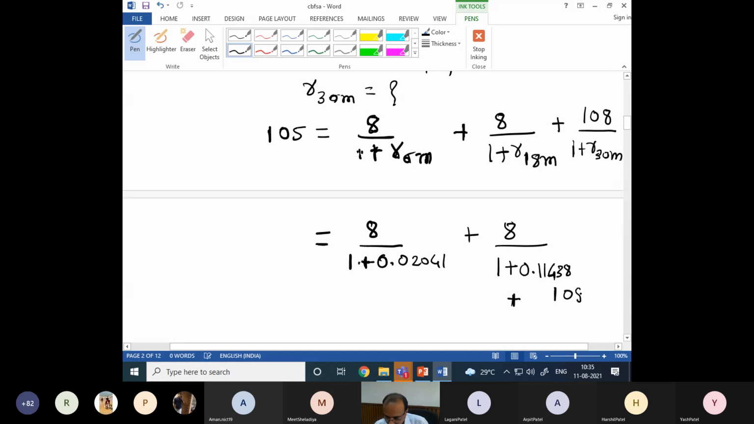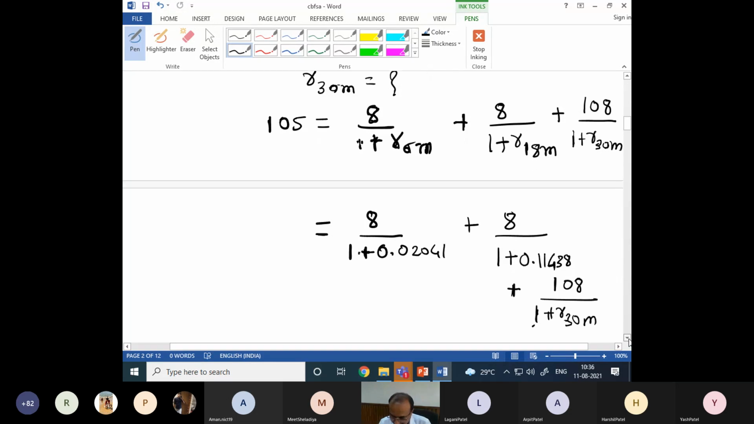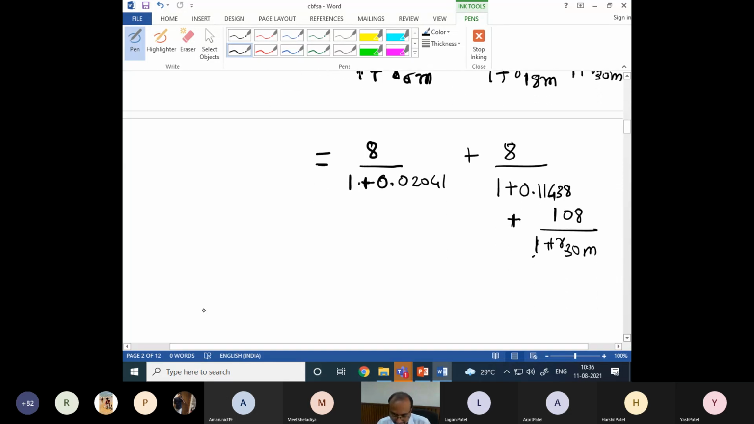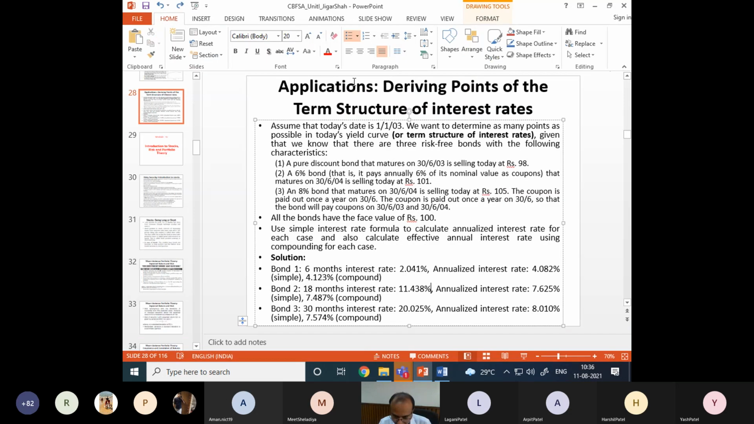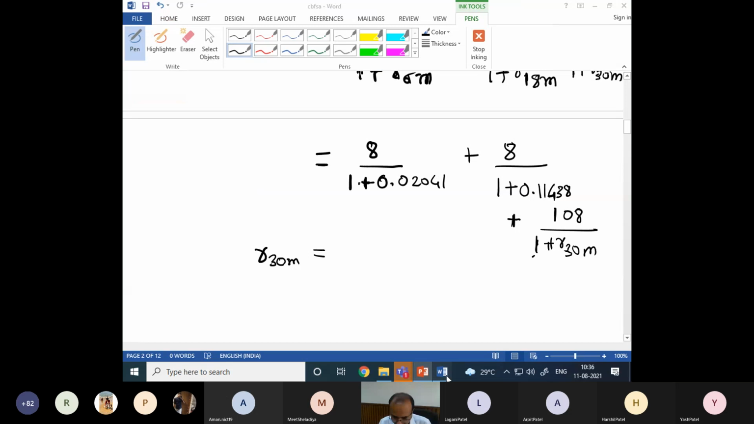we have 108 rupees, but this R30M is the only unknown now left, which I can calculate by solving this equation very easily. It's a linear equation. I can solve it very easily. So R30 months, you will get that I use my calculated value. You calculate your value: 20.025%, right? It is 20.025%.